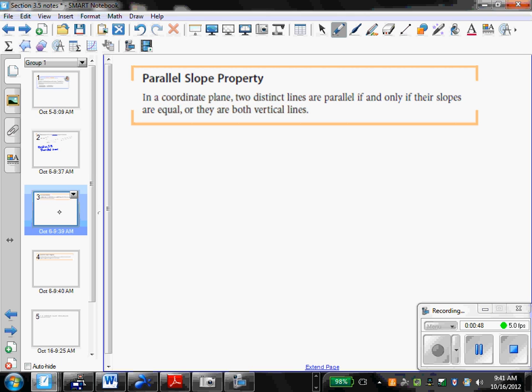So there are a couple properties that we want to talk about with parallel lines. And we are going to review slope. The parallel slope property in a coordinate plane, so the x and y axis: two distinct lines are parallel if their slopes are equal or they are both vertical lines. So we need to remember how to find slope.